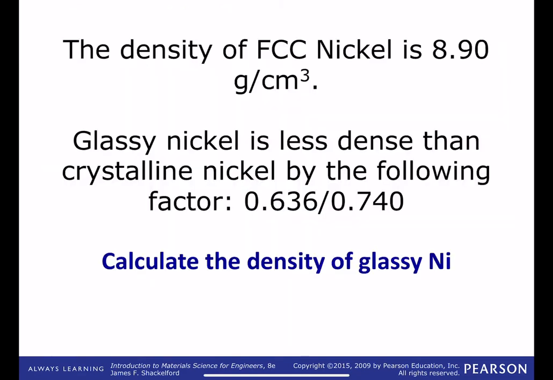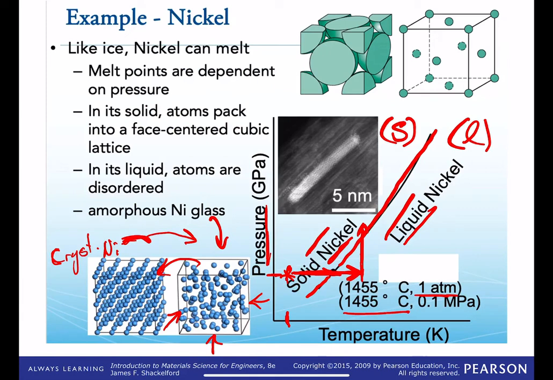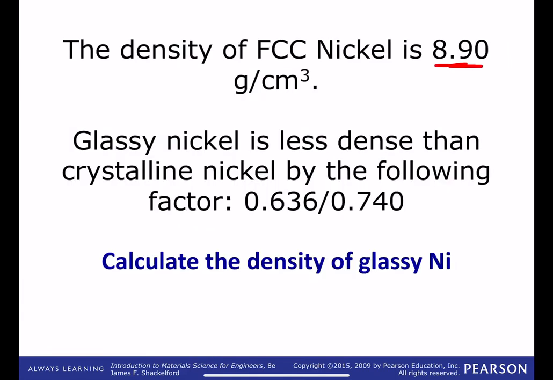Okay, so you could go to that earlier resource we saw a moment ago, and we can see here that the density of nickel is about 8.9 grams per cubic centimeter. Okay, so here's that value there. And you can see here that glassy nickel is less dense by the following factor. There's about 0.636 to 0.74 as a ratio. Hopefully this number is now looking a little familiar to you. We just calculated that a moment ago. That is the atomic packing factor for crystalline nickel.